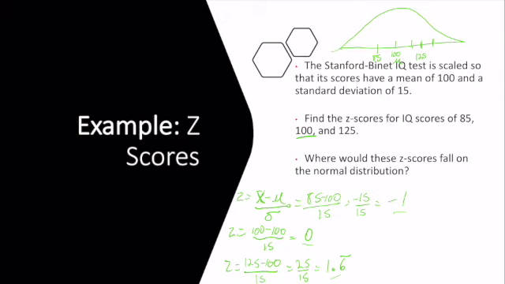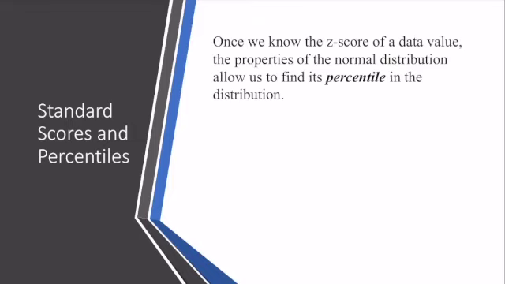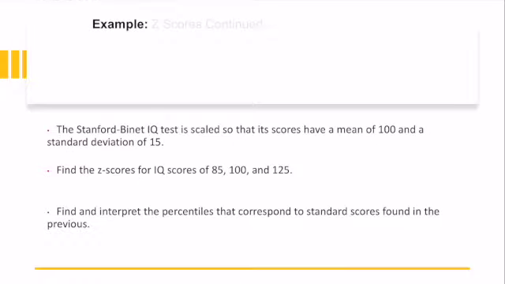Now, this doesn't tell me anything about their position in the set of data. Well, the 0 kind of tells me it's in the middle. But there's one thing I'm missing when working with Z-scores. Once we know the Z-score of a data value, the properties of a normal distribution allow us to find its percentile, so its location in the distribution. It allows us to determine what percentage of values are above or below a given data value. And we do this with a Z-score table. I have posted one in this class module, or you can Google one. They're all pretty much the same.